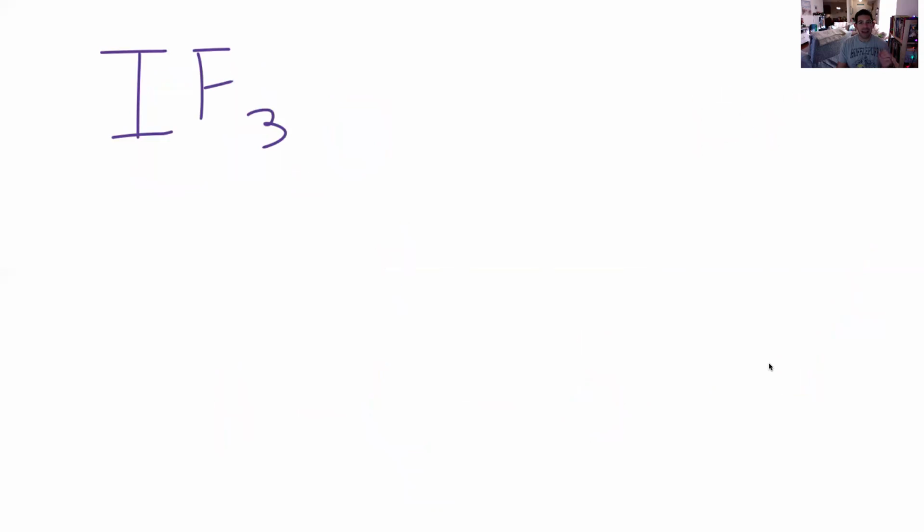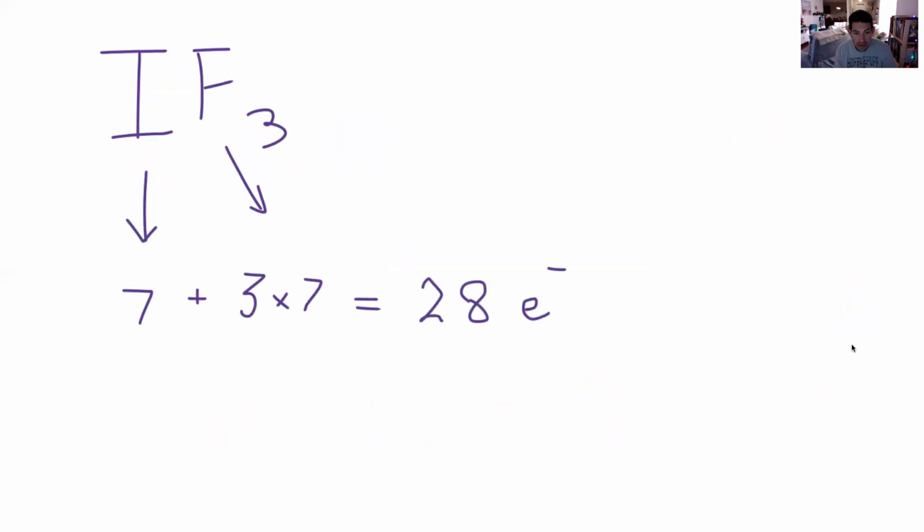All right, how about something like IF3? We're doing the same thing. We're counting the electrons. 7 valence electrons from iodine, plus 7 valence electrons from each fluorine atom, but there are 3 atoms, so we've got to multiply it. That gives us a total of 28 valence electrons.